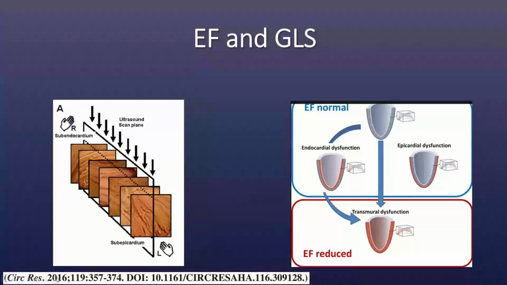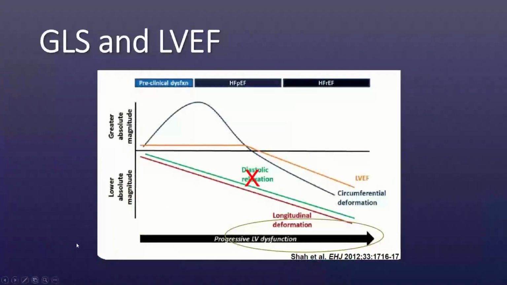Why all these things may be relevant? Because longitudinal dysfunction happens before ejection fraction drops. As we can see in this graph, normally we have a normal ejection fraction, then we have a drop in longitudinal deformation. This happens in a parallel way with diastolic abnormalities. But at this level, ejection fraction will stay normal. This is because of compensation from circumferential fibers.